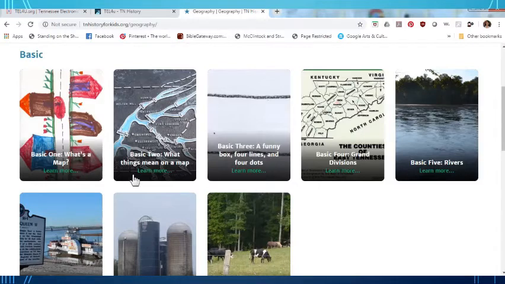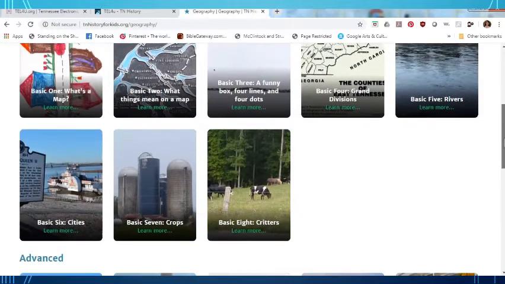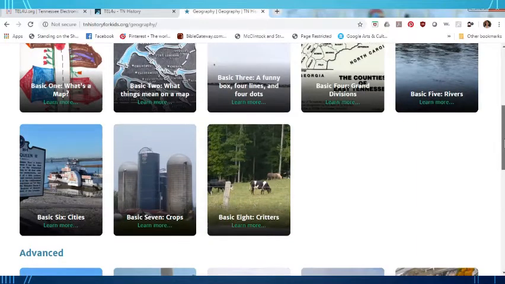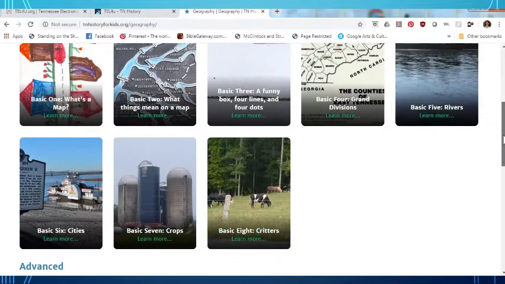So it talks about what's in a map. And it talks about the different divisions of Tennessee. It talks about the rivers that are here, the cities, the crops, and some of the animals that we have here in Tennessee.